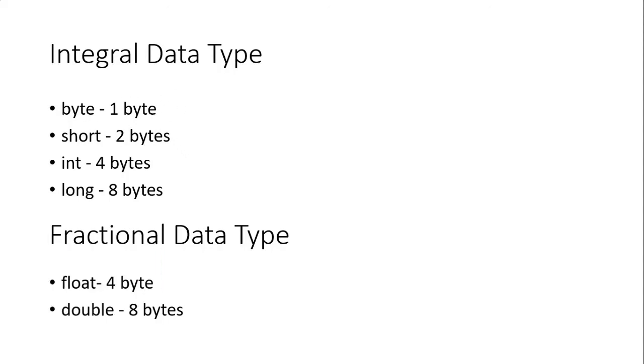Fractional data type, float and double. Float occupies 4 bytes and double occupies 8 bytes. Something important to note here is that float and int, although they both reserve 4 bytes, float is larger than int because the number of digits in float is more than that of int. Just understand that for now. Later on, you'll see the usage. And double is bigger than long because double and float have decimal points, and integral data types do not have decimal points. That's why fractional data types are bigger than integral data types.